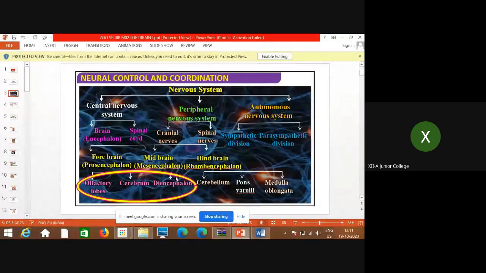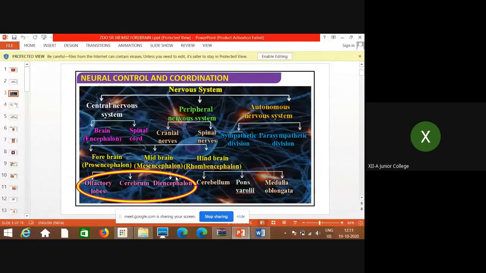Now again, I will revise this classification of the nervous system. Nervous tissue or nervous system is divided into three main types: central nervous system, peripheral nervous system, and autonomous nervous system. We will begin with the first type, the central nervous system. This central nervous system is again divided into brain and spinal cord. These are the two main parts of the central nervous system. In that we will begin with the first part, the brain, which is called encephalon. Last time we discussed, encephalon means in the head, that means the brain which is present in the head.